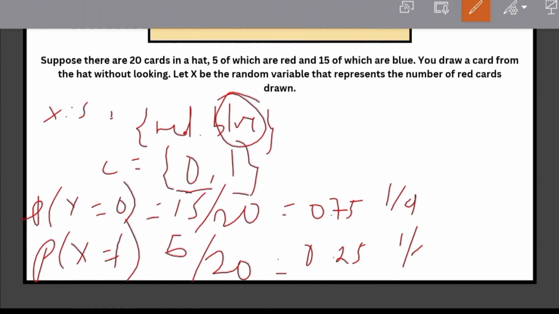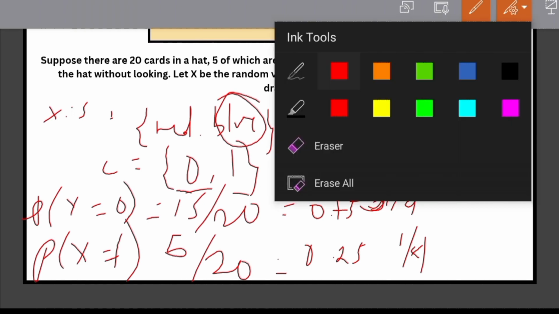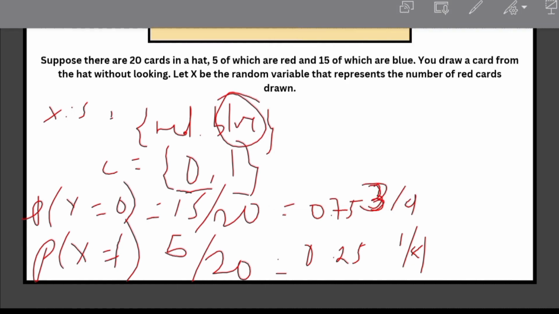Oh, sorry, this will be 3/4. The first one will be 3/4. The other one will be 1/4. Yeah, there you go. Okay, so as I've said earlier, this signifies an important property of the PMF: if we add both of these two, the probability will always be equal to 1.